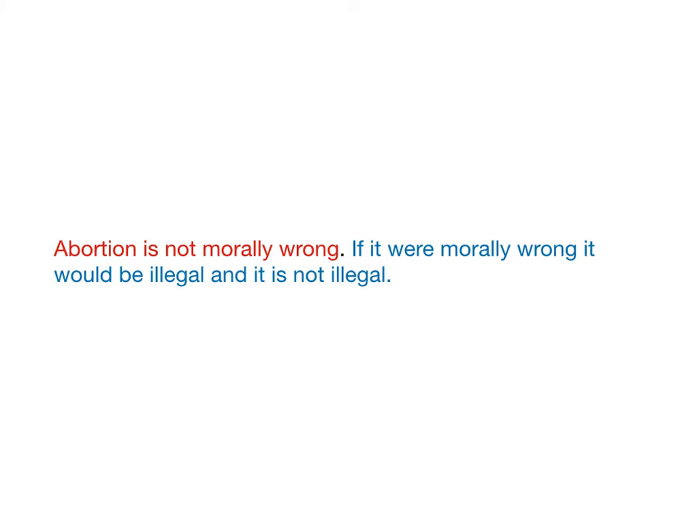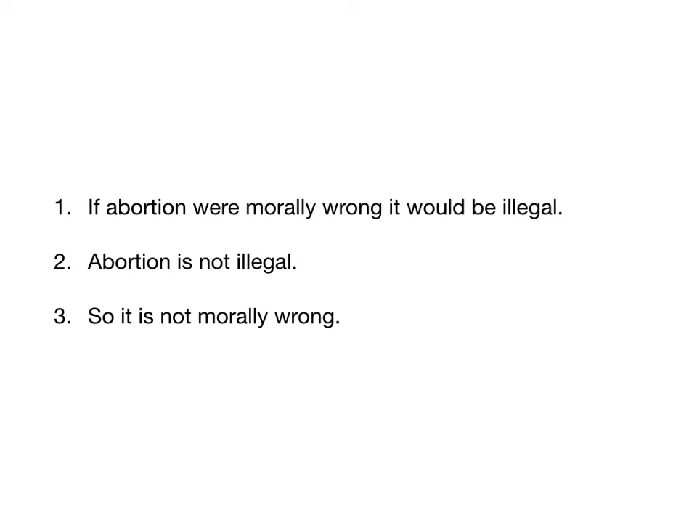So, red, our conclusion; blue, our premises. When we look at this statement with the premises, how many things is this saying? It's actually saying two things. If abortion were morally wrong, it would be illegal, and it's also saying it's not illegal. So we break that one sentence with two premises into two premises, put those first, and the conclusion at the end. If abortion were morally wrong, it would be illegal. It's not illegal, so it's not morally wrong.